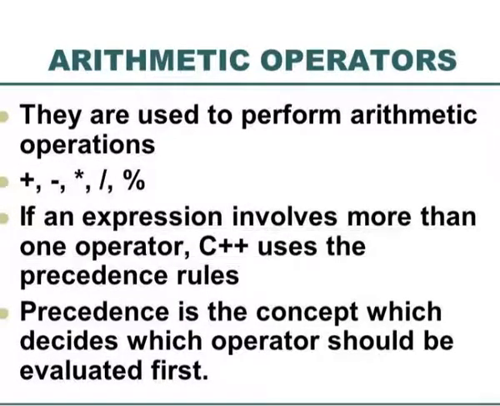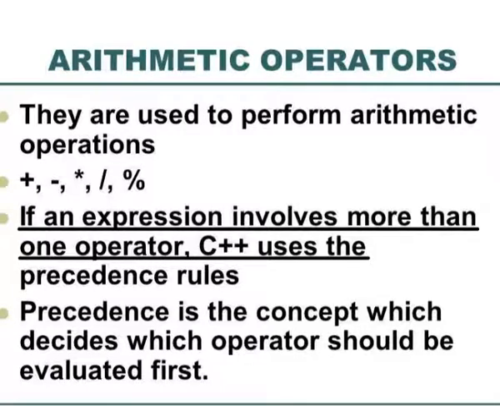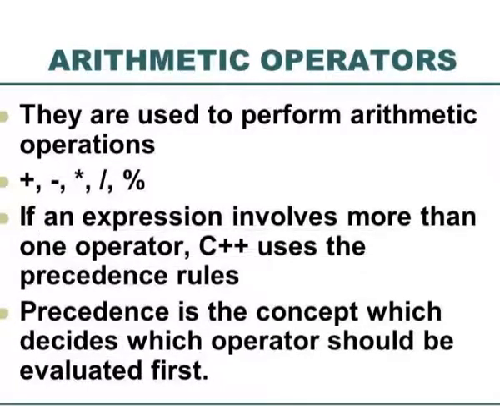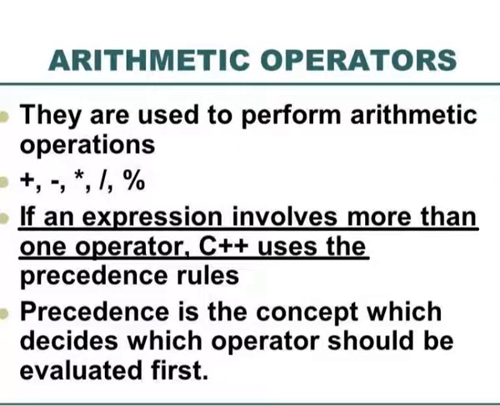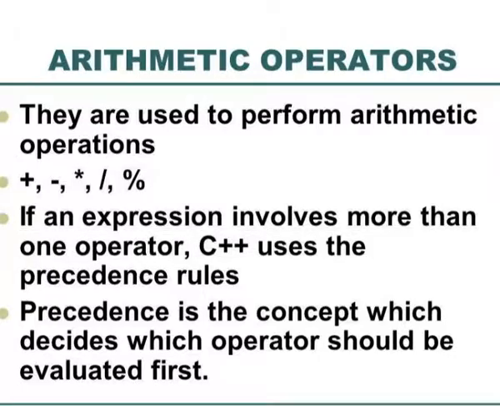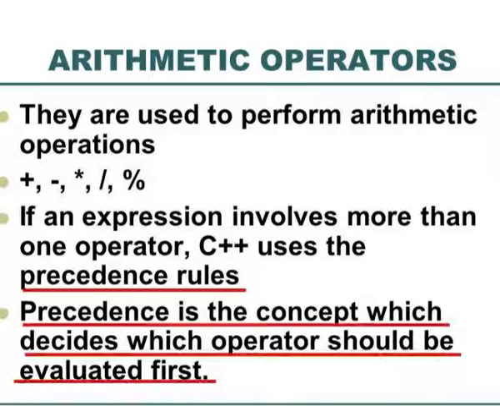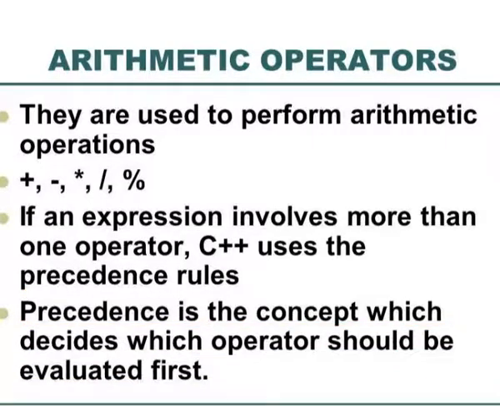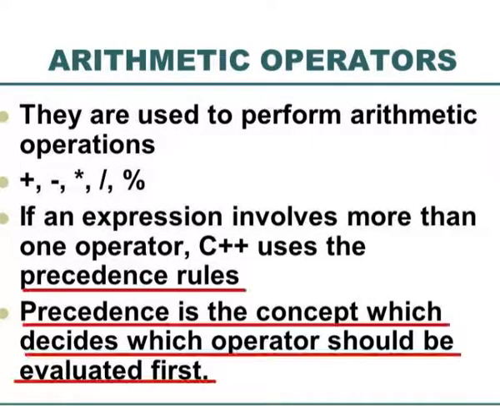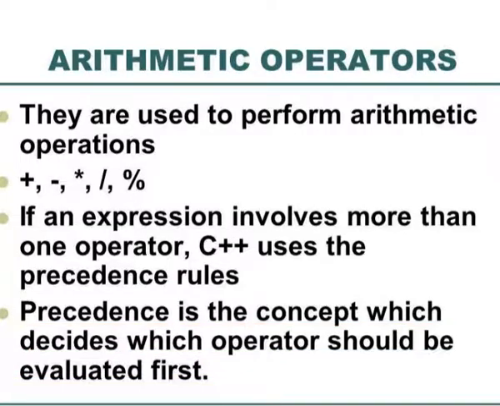If an expression involves more than one operator, like if in a single expression you have both addition and subtraction and multiplication and division, how is the compiler going to know which operation is to be done first? So for that reason you have something called the precedence rules. What is meant by this word precedence? Precedence is a concept which decides which operator should be evaluated first. So there is a set of predefined rules already existing in the language which tells us which operator should be executed first in an expression.